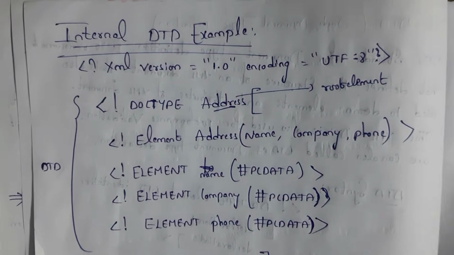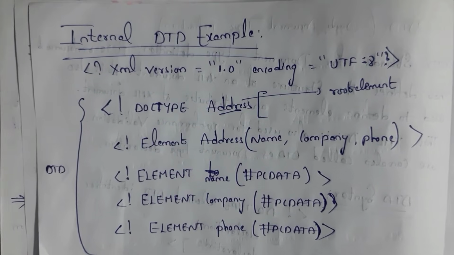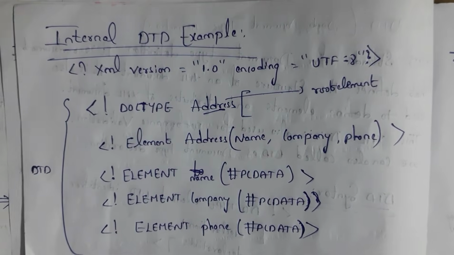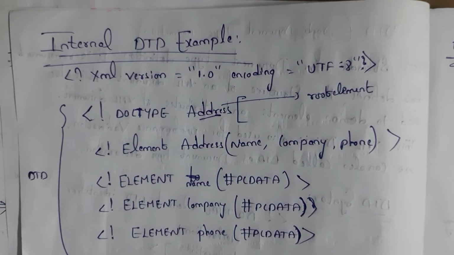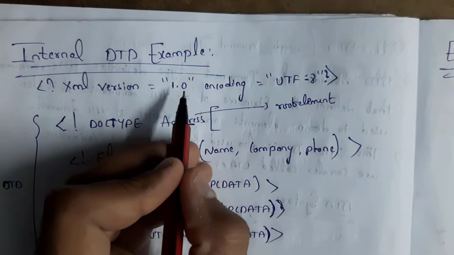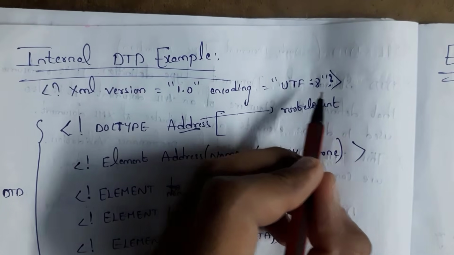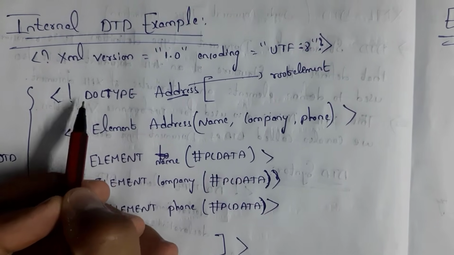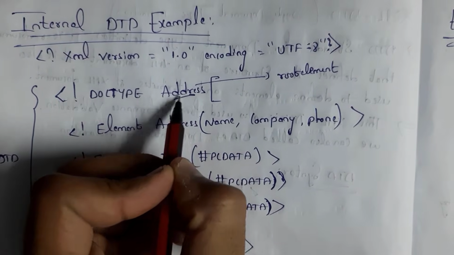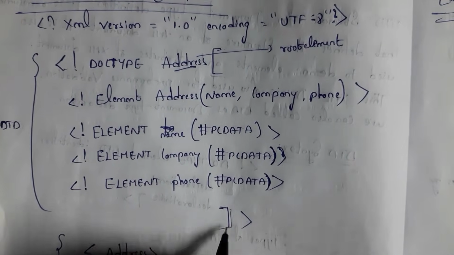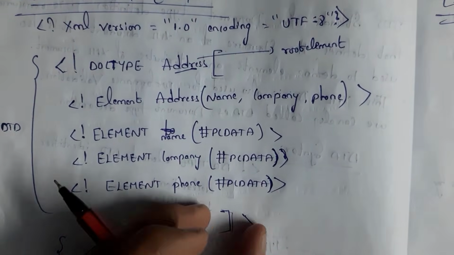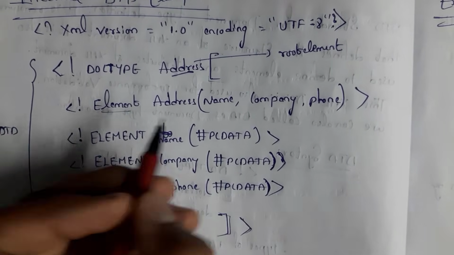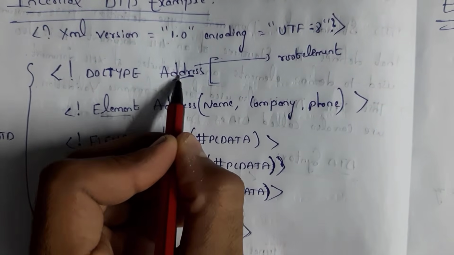Now I will explain examples of internal DTD and external DTD so that you can clearly differentiate between them. As we all know, an XML file contains the XML version, that is 1.0, and the encoding type, UTF-8. In internal DTD, at first we need to write the document type, and I took the root element as address, and similarly we need to close this. I open this and similarly I close this, and inside that I write the element address, which is the root element.